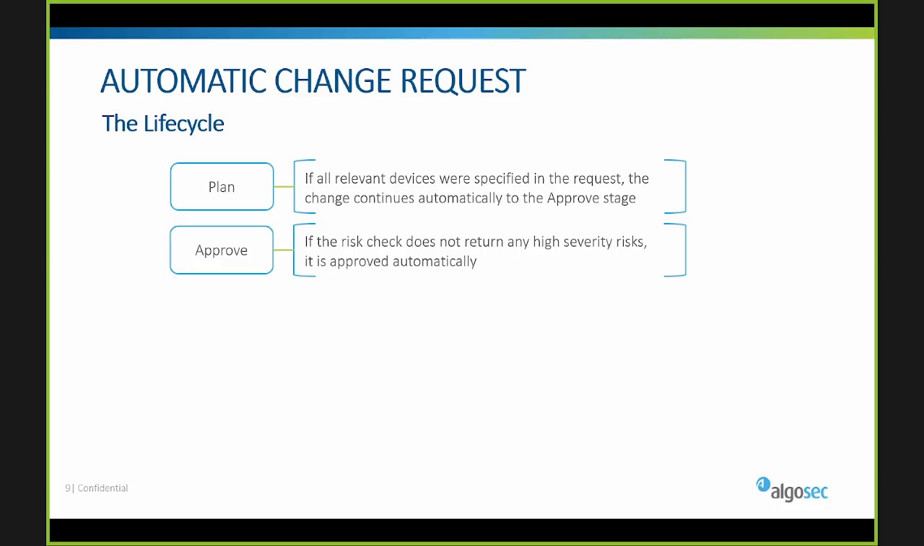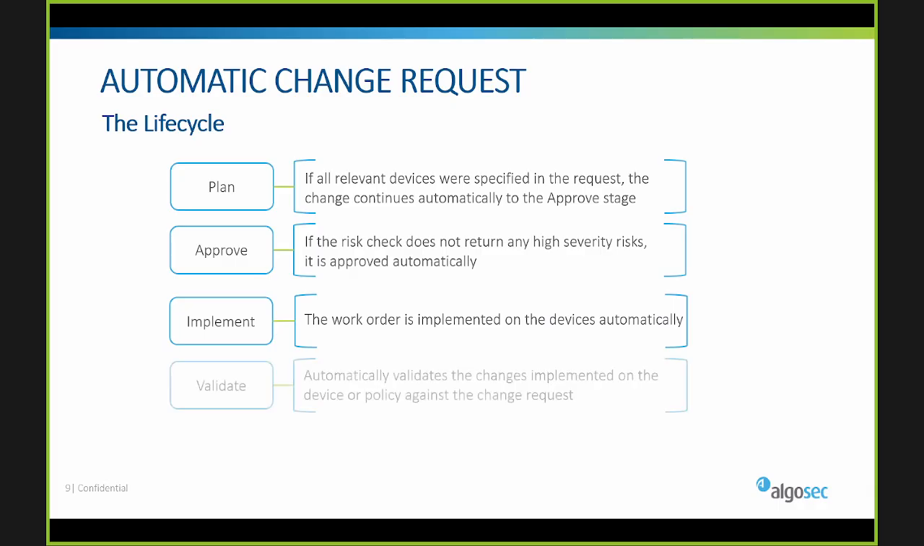So this is done under the hood, approval on this stage? Yeah. If it goes from plan to approve, if there are no high severity risks, it's approved automatically and goes straight on to implement. Nice. Okay, and the implement, if we have active change and it's all set up properly, we have the license and we've configured it and the device supports it, then we can do the active change and the change is pushed out to the device automatically.